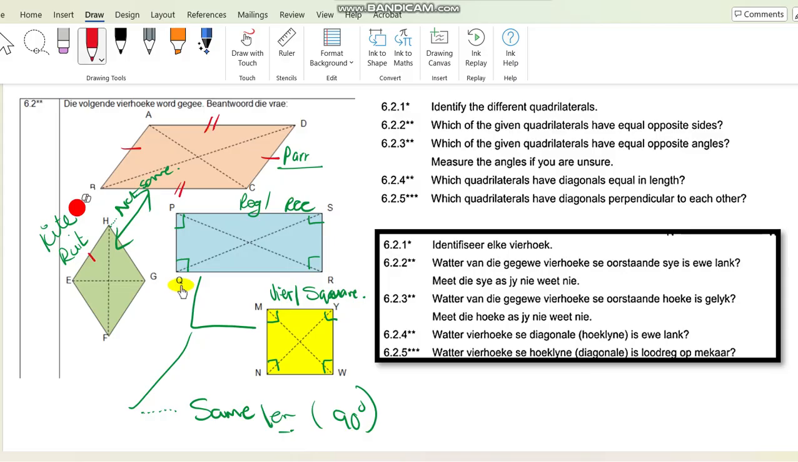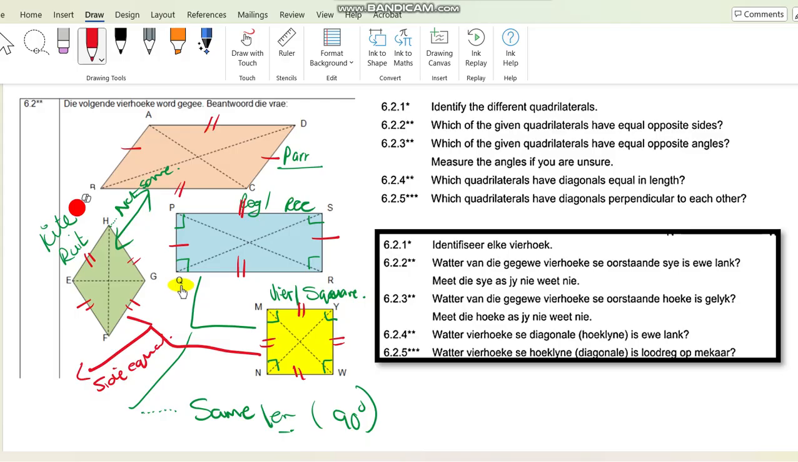Same with this one. No, not that one. These ones are the same. That one is the same. So this shape and that shape have corresponding sides which are the same. But if you look at this one, that shape, you see all their sides are the same. So this shape and that shape, I know this looks a bit messy, you can just make it much neater if you want. Their sides are equal. Okay, hulle sye is ewe lank.